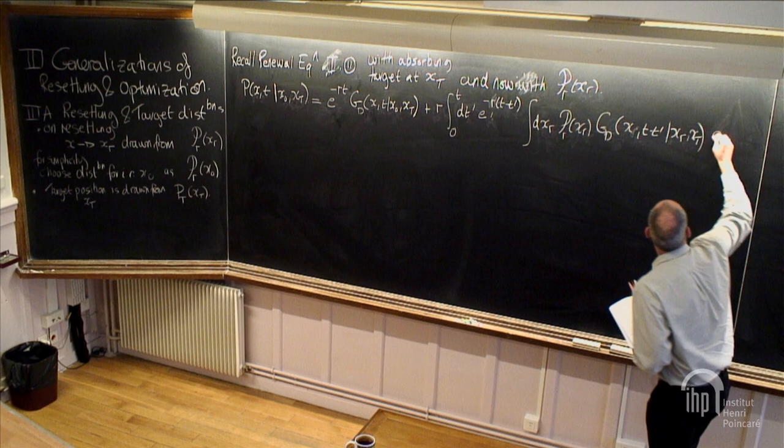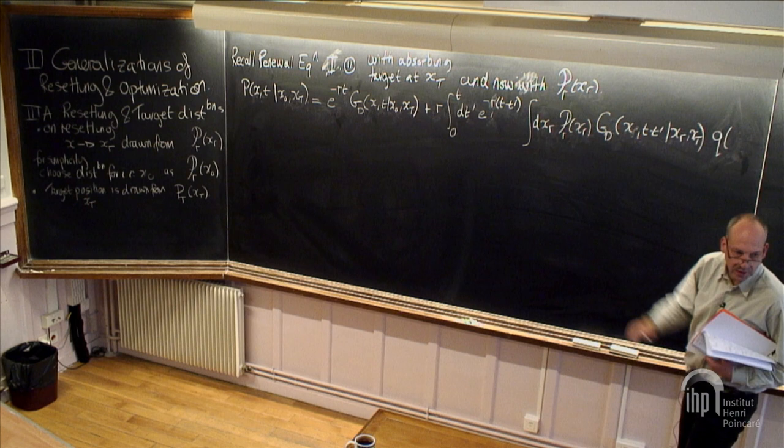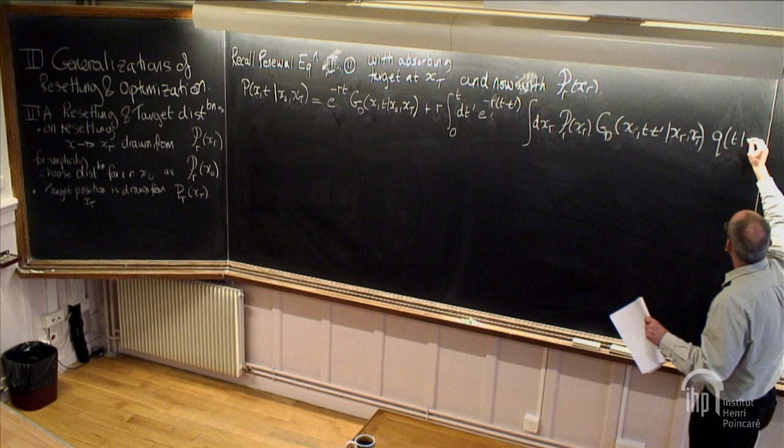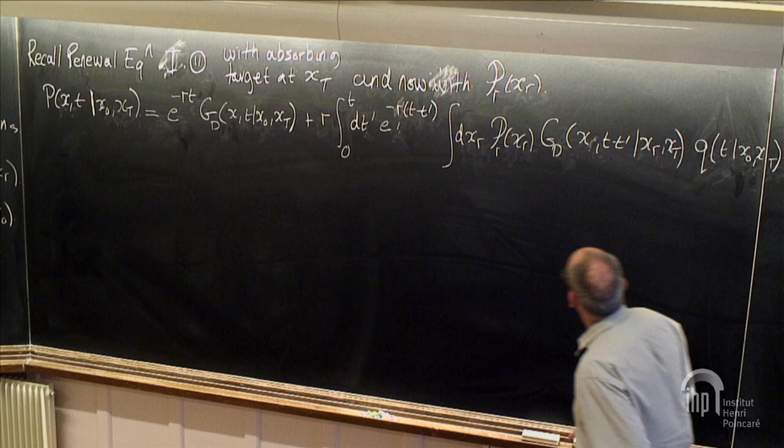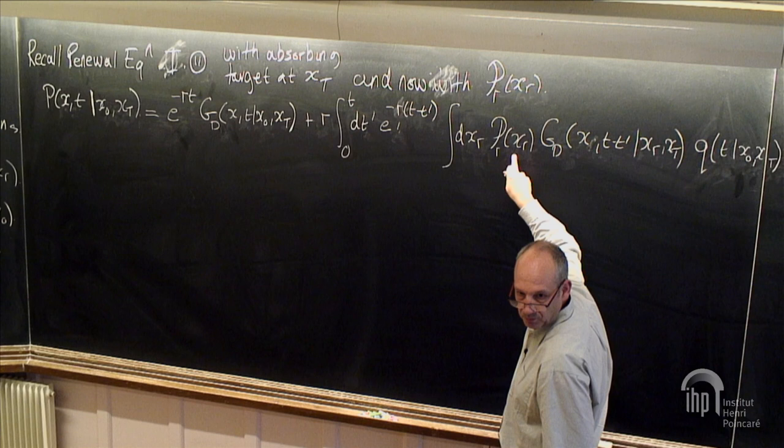So this is the total survival probability. So it's q of t, given we started at x naught, and we've got resetting, target t, right. So I made a bit of a meal of that. But you see, it's the same equation that we had before. The only new thing I've put in is this resetting distribution, right?